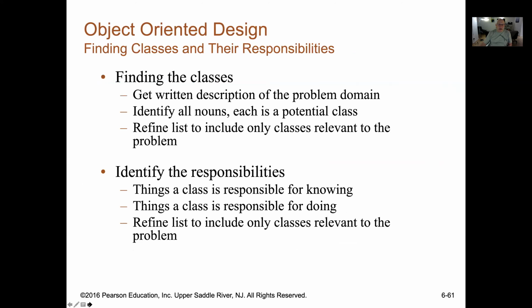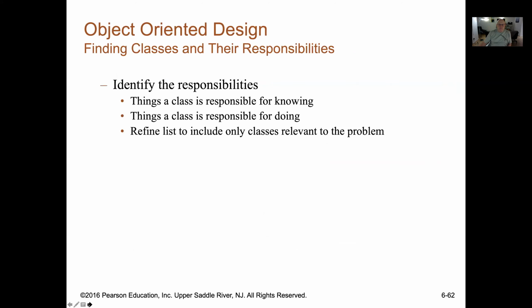Object-oriented design: finding classes and responsibilities. Finding the classes: get a written description of the problem domain, identify all nouns, each of which is a potential class, refine the list to include only classes relevant to the problem, and identify the responsibilities. What is the class responsible for knowing? What is the class responsible for doing? You refine your list to include only classes relevant to the problem, and then you identify the responsibilities.